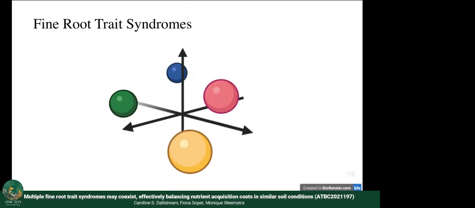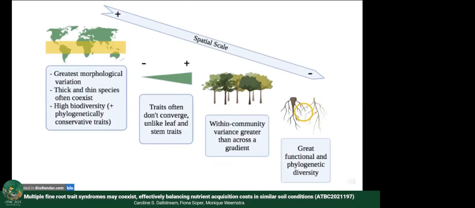In theory, there could be a single optimal resource acquisition strategy in a given environment, but evidence from tropical systems does not support this. Globally, morphological variation is greatest in the tropics, where thick and thin-rooted species coexist. Along gradients, fine root trait values often don't converge to optimal values, in contrast to leaf and stem traits. In fact, fine root trait variance was greater within sites than across a phosphorus gradient for a trait associated with organic phosphorus uptake, and variance was greatest in low phosphorus sites, suggesting that individual species in phosphorus-limited communities differentially utilize the simple organic phosphorus pool.